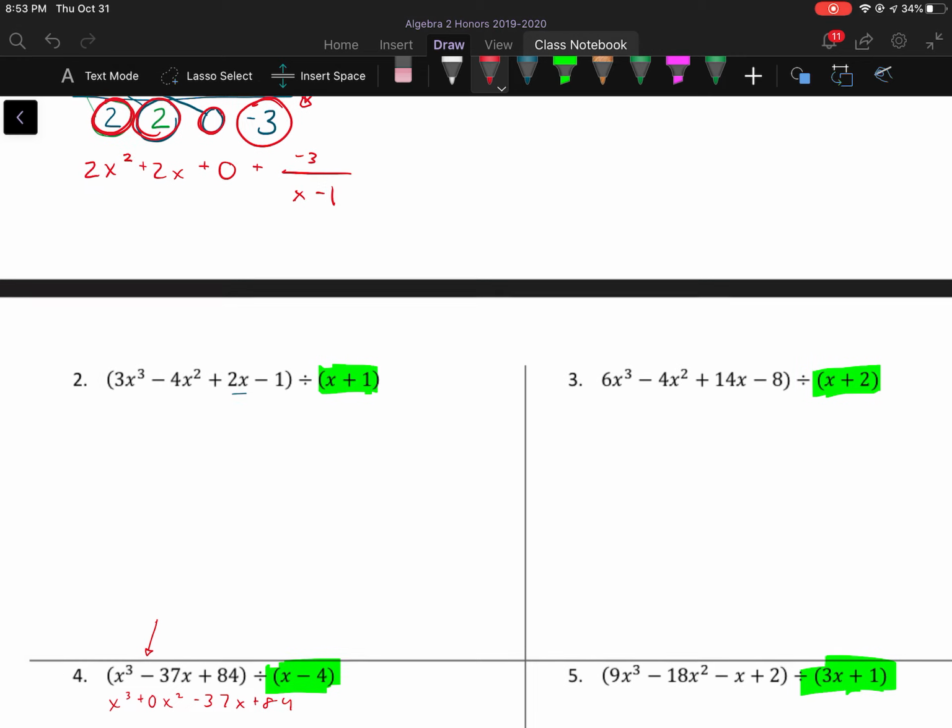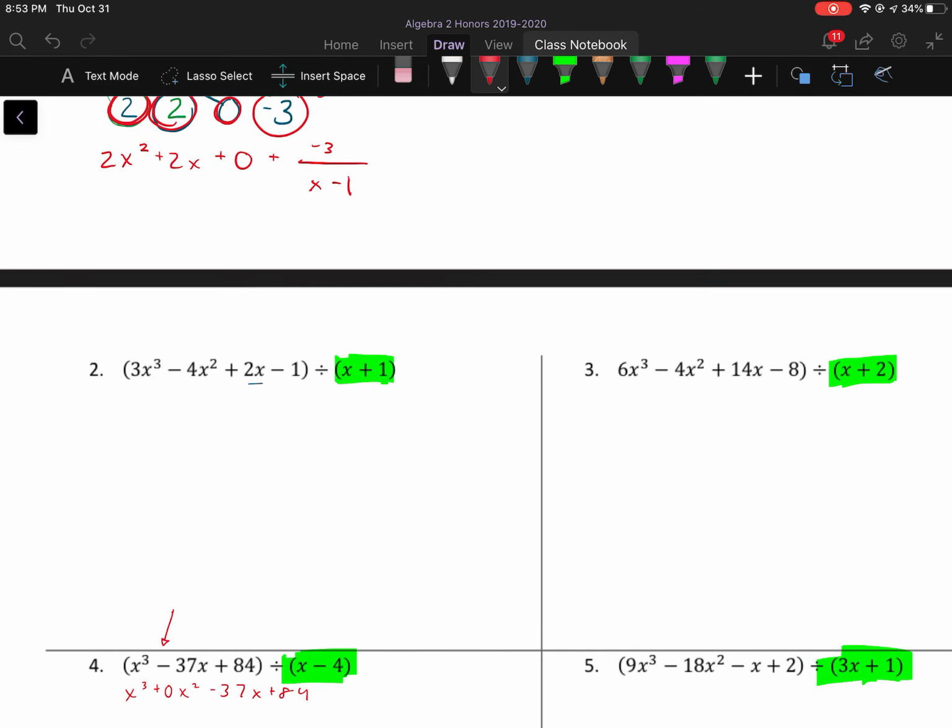For number 2, I'm going to start off. I'm going to write it as we said. We take the opposite of this. This is a 1, so I'm going to put a negative 1 right here. And that's going to be what I keep off to the side. Now I take all my coefficients. So I take a 3, take a negative 4, I take a 2, and I take a negative 1.